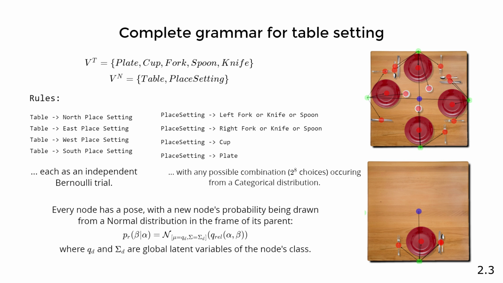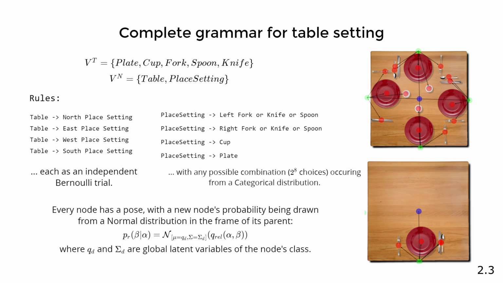To make things more concrete, the grammar for generating table settings looks something like this. We use the table as the root node, and the table can choose to produce a place setting at each cardinal direction independently. Each place setting can choose to spawn any combination of left and right utensils, a cup, and a plate, where each combination has a different probability of happening. Every node has a pose, with the pose of a child node being normally distributed at some position in the parent frame, where the offset is a latent variable shared across the class. We can tune priors of these offset variables, as well as the values of the parameters in the Bernoulli and categorical distributions, to influence, for example, where utensils are placed relative to the plate, or how often certain sets of utensils co-occur.